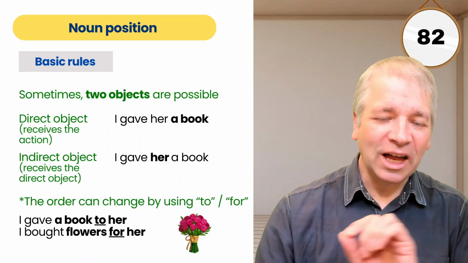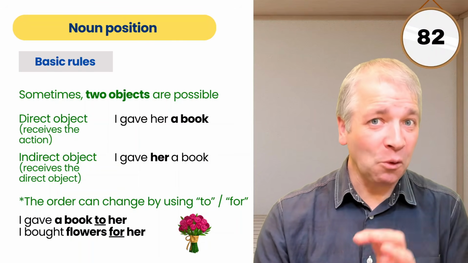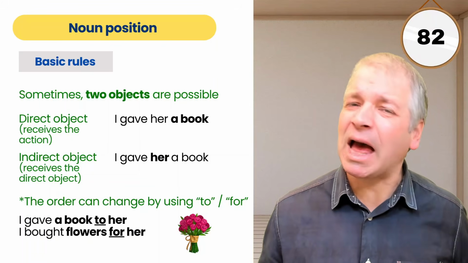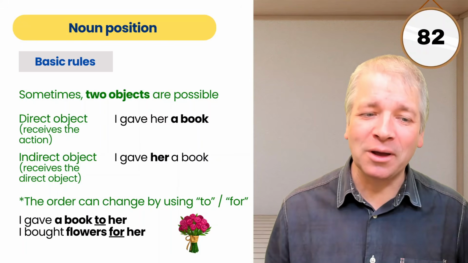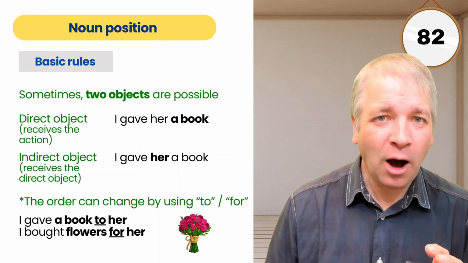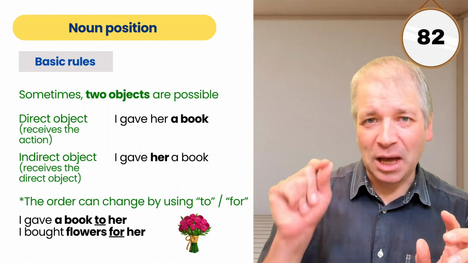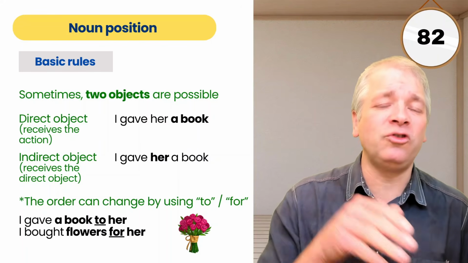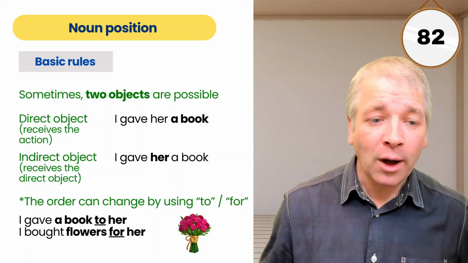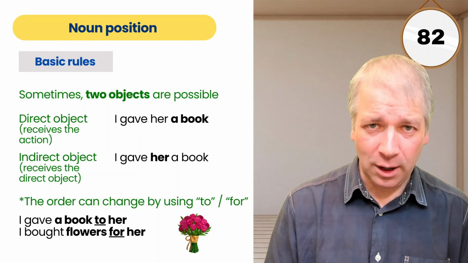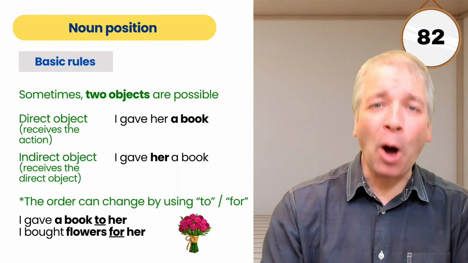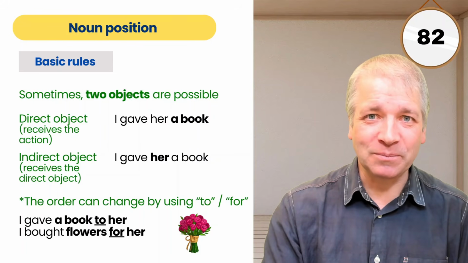The order can change by using to or for. For instance, I gave a book to her. It means exactly the same as I gave her a book, but now the book comes first. The book comes after gave, and her comes at the end, joined with to. To shows the direction. The book goes to her. Also for. I bought flowers for her. For means the intended recipient. This is who was supposed to receive the flowers.